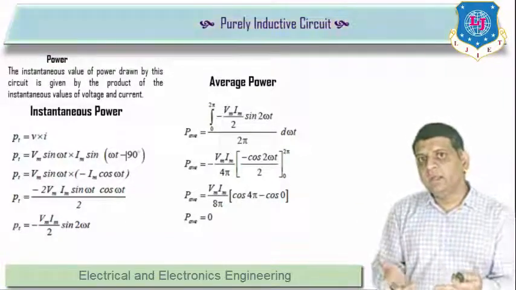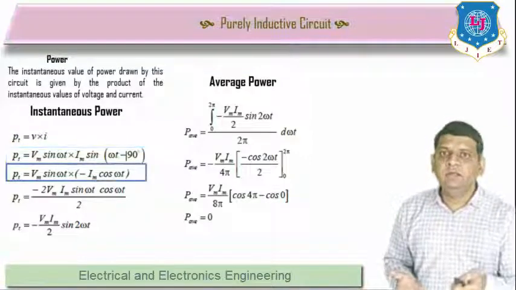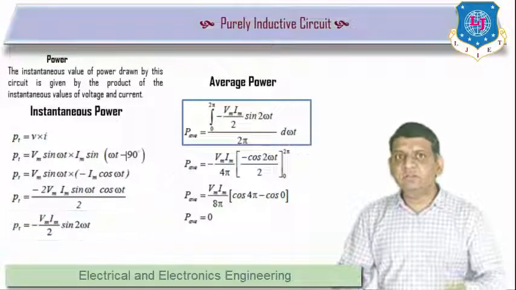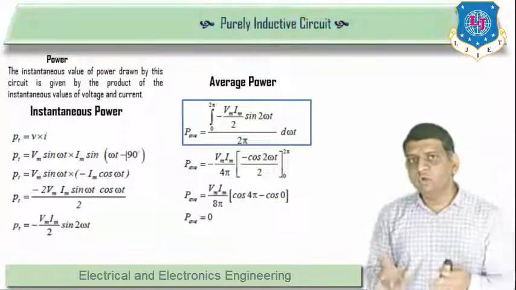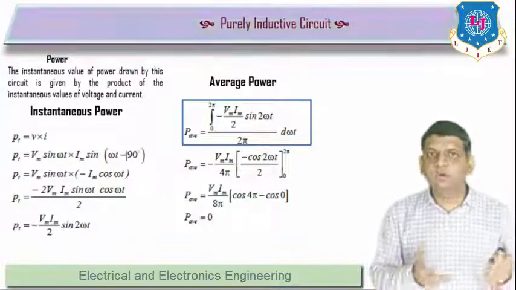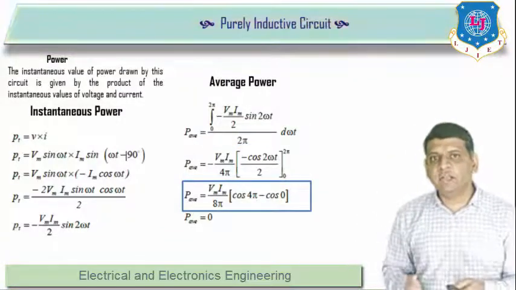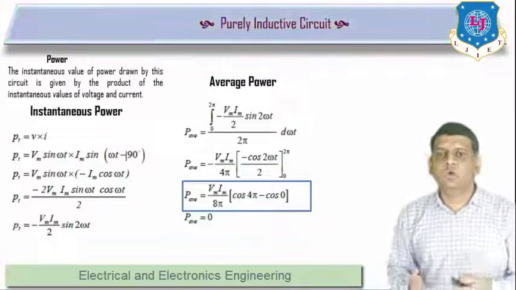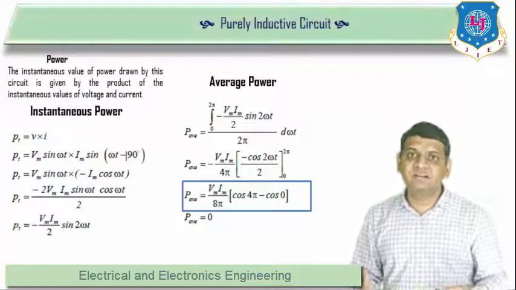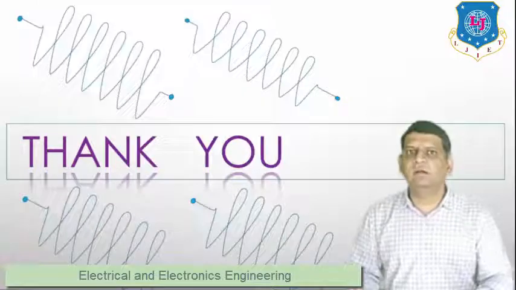Here you get only a single term, and that single term is a fluctuating term, since the equation of power P(t) here is equal to minus Vm into Im sin 2 omega t. So if you take the average value of power, P average is equal to the integration from 0 to 2 pi of minus Vm Im by 2 into sin 2 omega t, divided by 2 pi, into d omega t. Since this is a fluctuating equation, P average is equal to Vm Im by 8 pi into (cos 4 pi minus cos 0). So ultimately the average value of power is equal to 0. Why? Because this is the reactive component. So the average value of power for a purely inductive circuit is equal to 0.